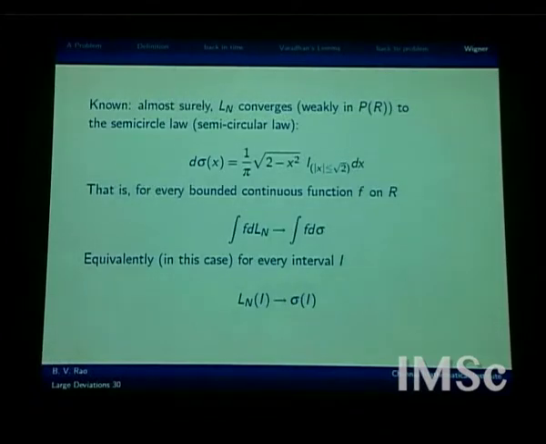In what sense? For every bounded continuous function, integral f d Ln converges to integral f d sigma. Or if you do not want to look at it that way, you can simply say Ln of any interval converges to sigma of that interval. And in this case, it does not matter. When there are discontinuities, there are problems, but these two definitions are equivalent.